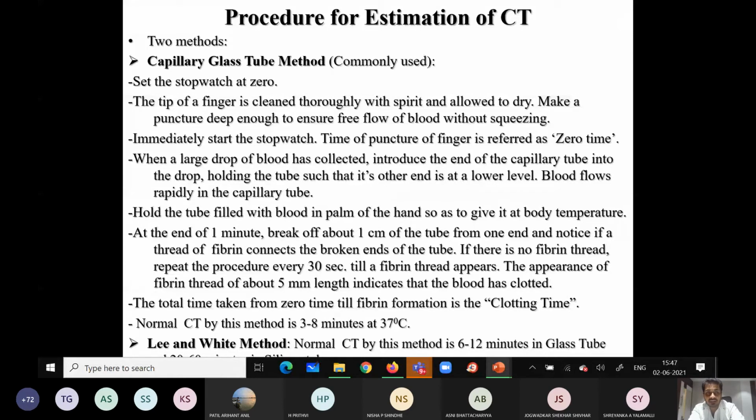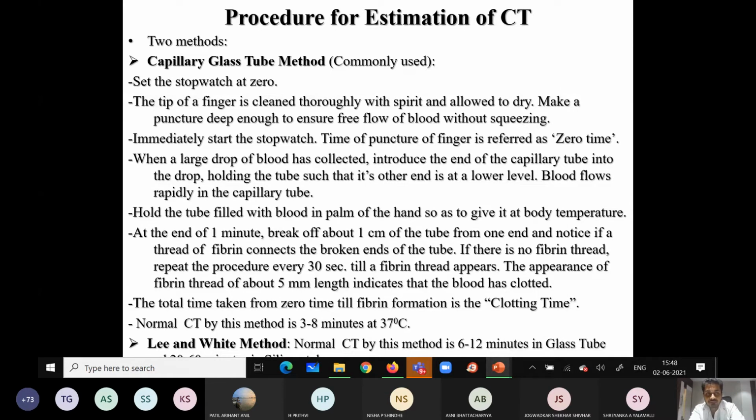always mention the method by which you are telling the normal value, because you are seeing that Lee and White method there, although it is not commonly used, but if it is asked in viva, then Lee and White method is 6 to 12 in glass tube and silicone tube is 20 to 60, and what we are doing here is only 3 to 8 minutes. Method to method it differs. That's why you should always mention that the normal clotting time is 3 to 8 minutes at 37 degrees Celsius in capillary glass tube method.